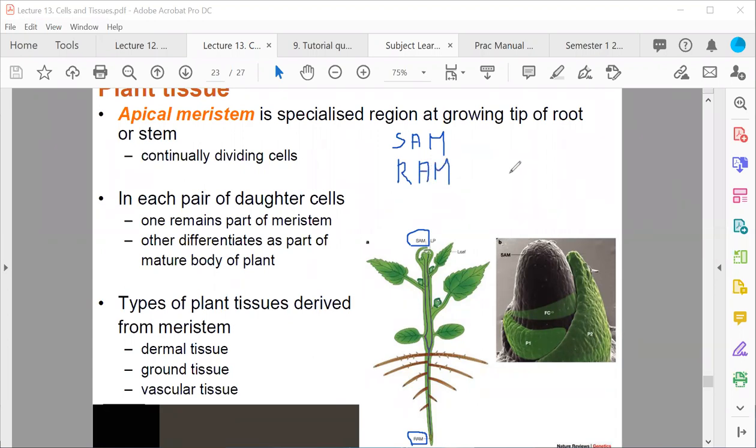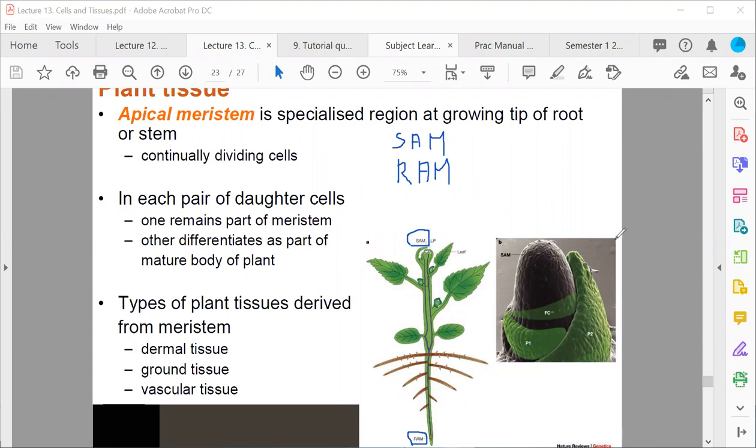All right, so what's important about these regions here? If you think about stem cells in animals, embryonic stem cells is a good idea. You probably already know that stem cells are undifferentiated cells, and when they do differentiate, they can differentiate into virtually any cell type. That's exactly what we have here in these meristems, these apical meristems, the SAM and the RAM.